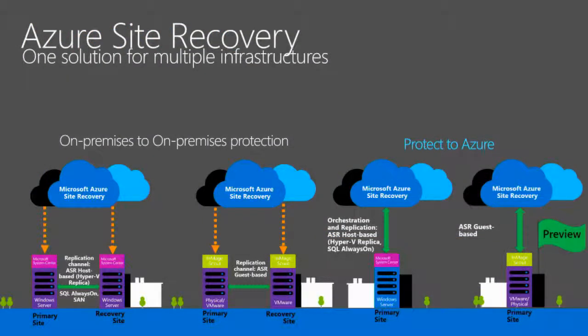So this is a very summary slide of all the scenarios that Azure Site Recovery supports. It supports, for example, on the rightmost, on-premise to on-premise for Hyper-V. The middle one, on-premise to on-premise using VMware or for physical. The third one, between Hyper-V and Azure. We went GA for that in October. And the last one, VMware to Azure, which we announced in preview last month.